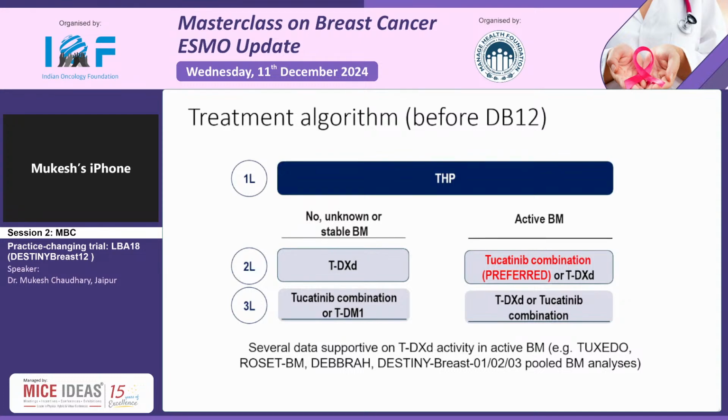Before this trial, the treatment algorithm for stable brain mets patients as well as active brain mets patients was trastuzumab, pertuzumab, and taxanes. But with the availability of TDXD, TDXD is used in second line.